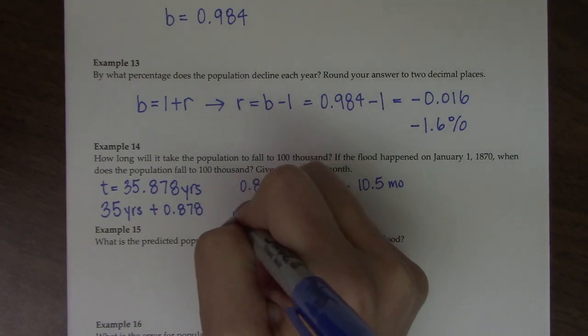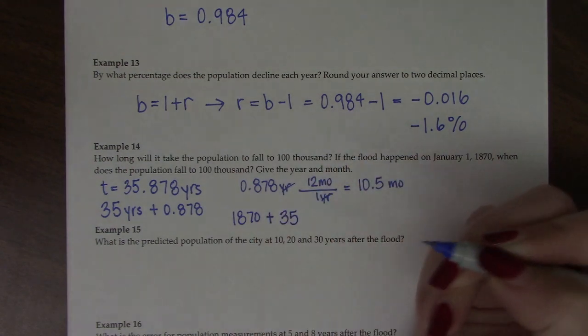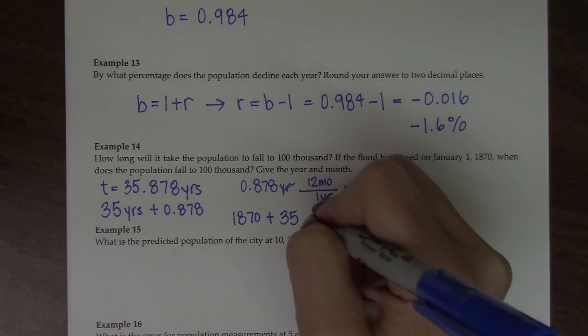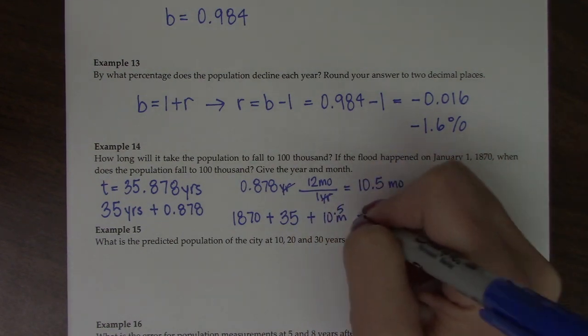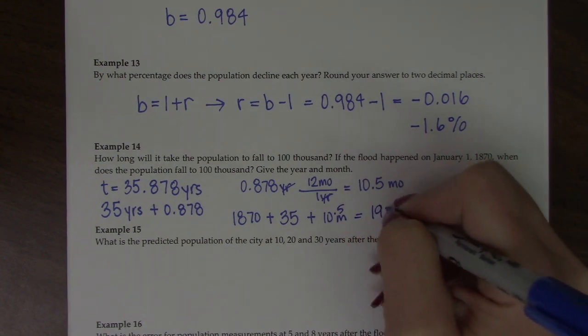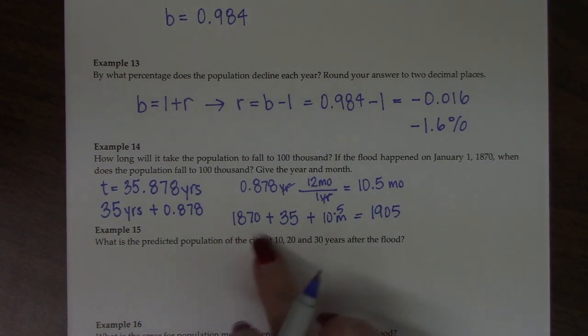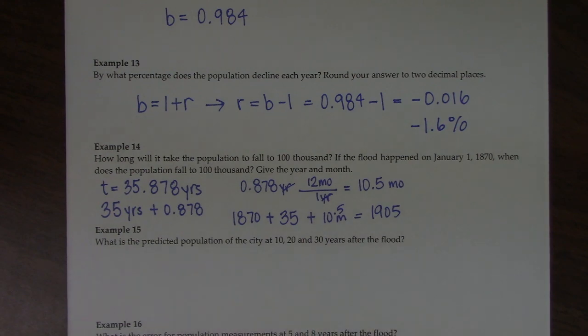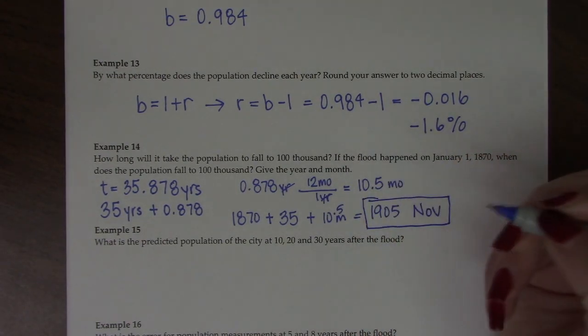So if time 0 is January 1st of 1870, and I add 35 years plus 10.5 months, this puts me in 1905. The first two numbers are returning the year, right? So this is going to be January 1st of 1905. Then I need to count 10 and a half months. So 10 full months gets me all the way through the end of October. Then that 0.5 means we're halfway through November. So now we can say we are in November of 1905.